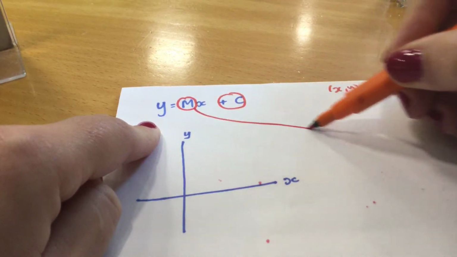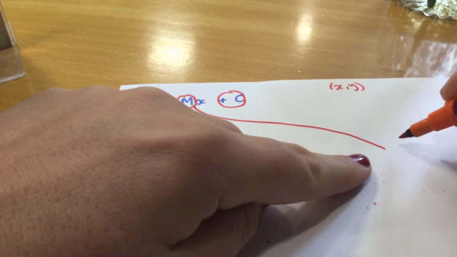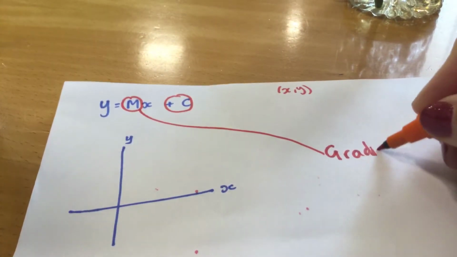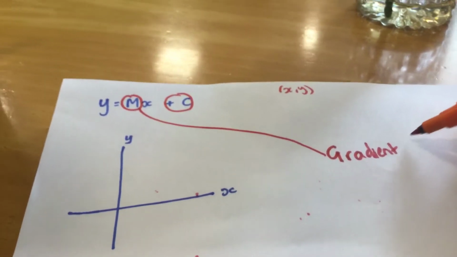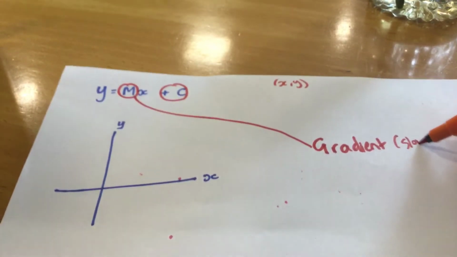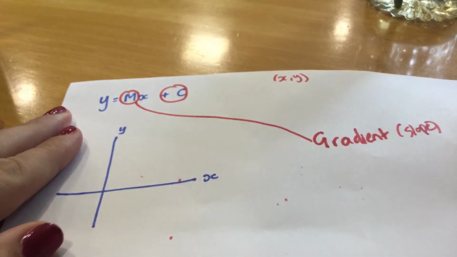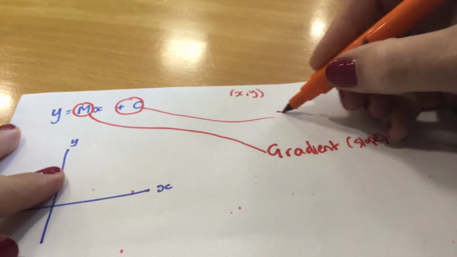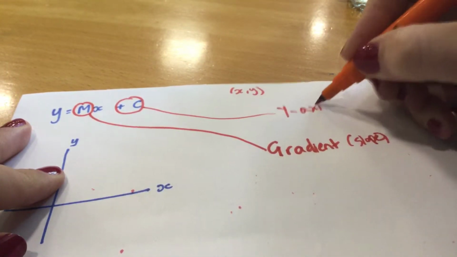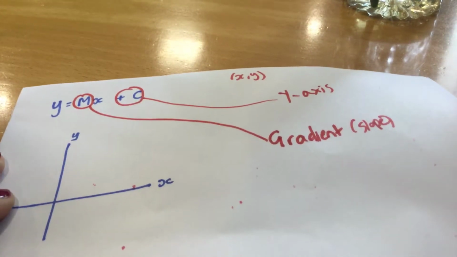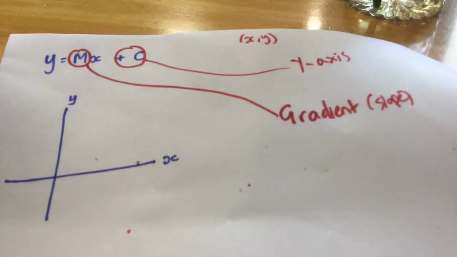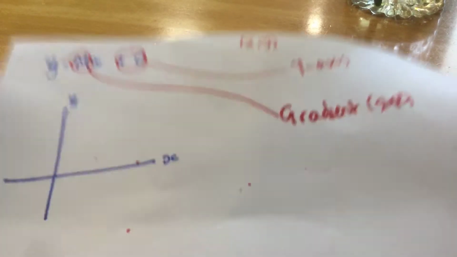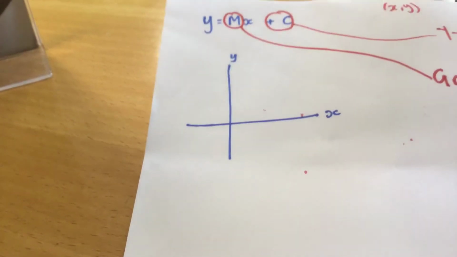So the m, or whatever number is always before the x, is the gradient of the line, and gradient just means the slope, okay? And the c is where the line crosses the y-axis. So the number before the x is the gradient, the c is where it crosses the y-axis.